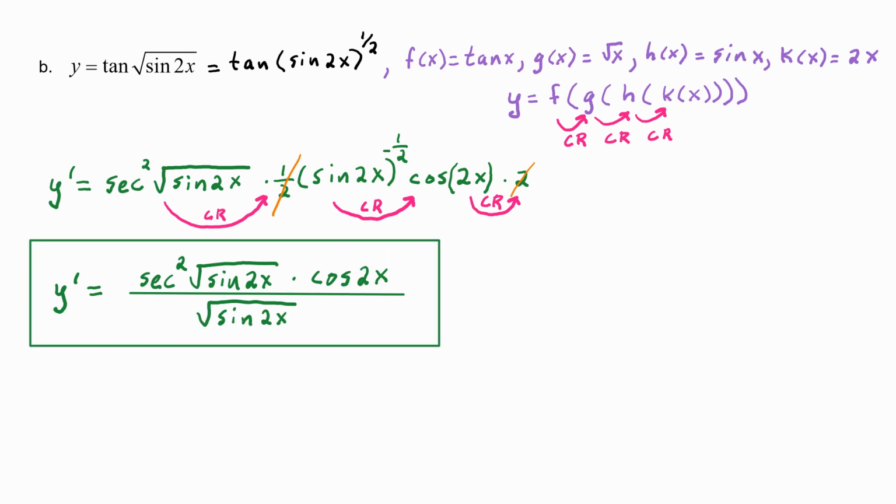So because we had 4 levels in the composite function, we had f of g of h of k. 4 levels in the composite function means 3 chain rules will have to be applied.